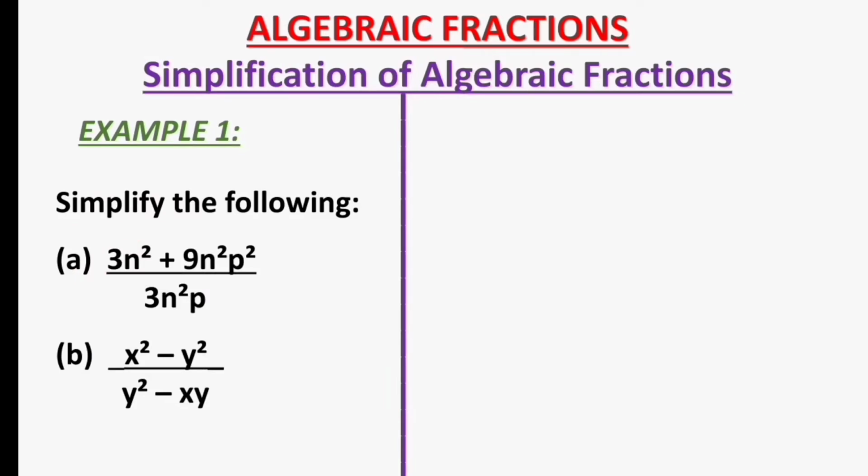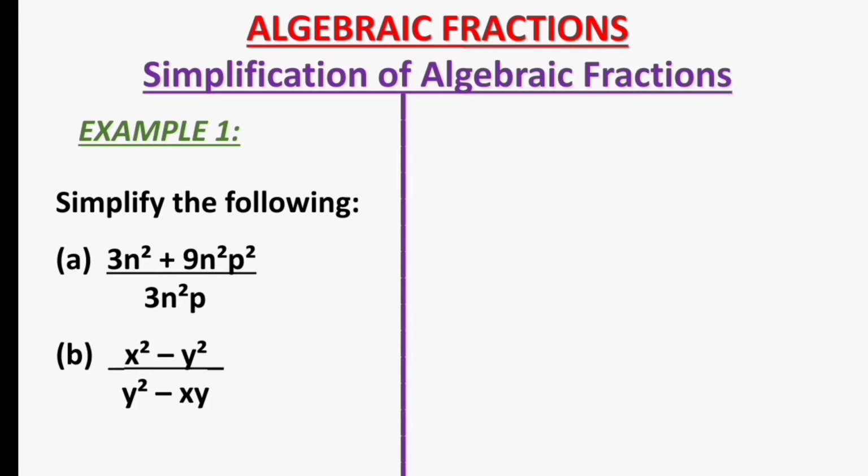Next, let's solve some examples in algebraic fractions. Example 1 is on simplification of algebraic fractions. Simplify the following. Question A. 3n squared plus 9n squared p squared divided by 3n squared p. Question B. x squared minus y squared divided by y squared minus xy.